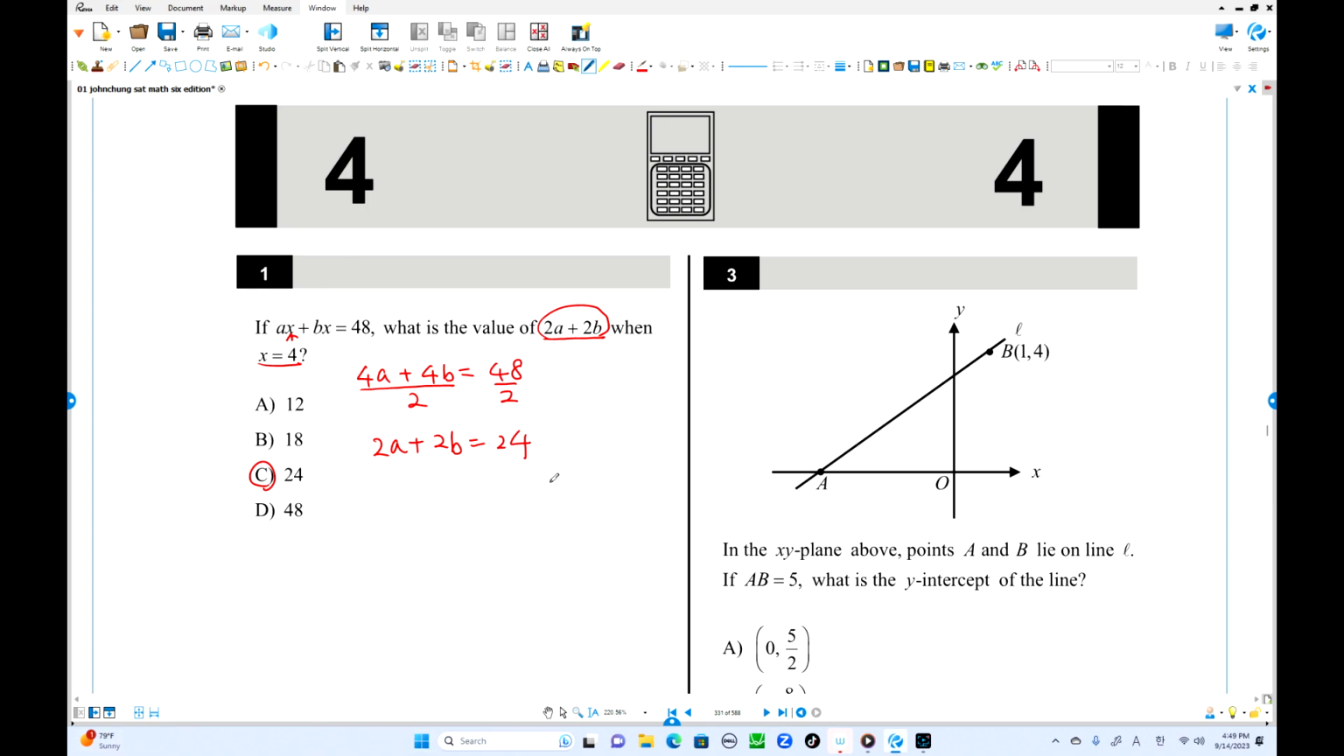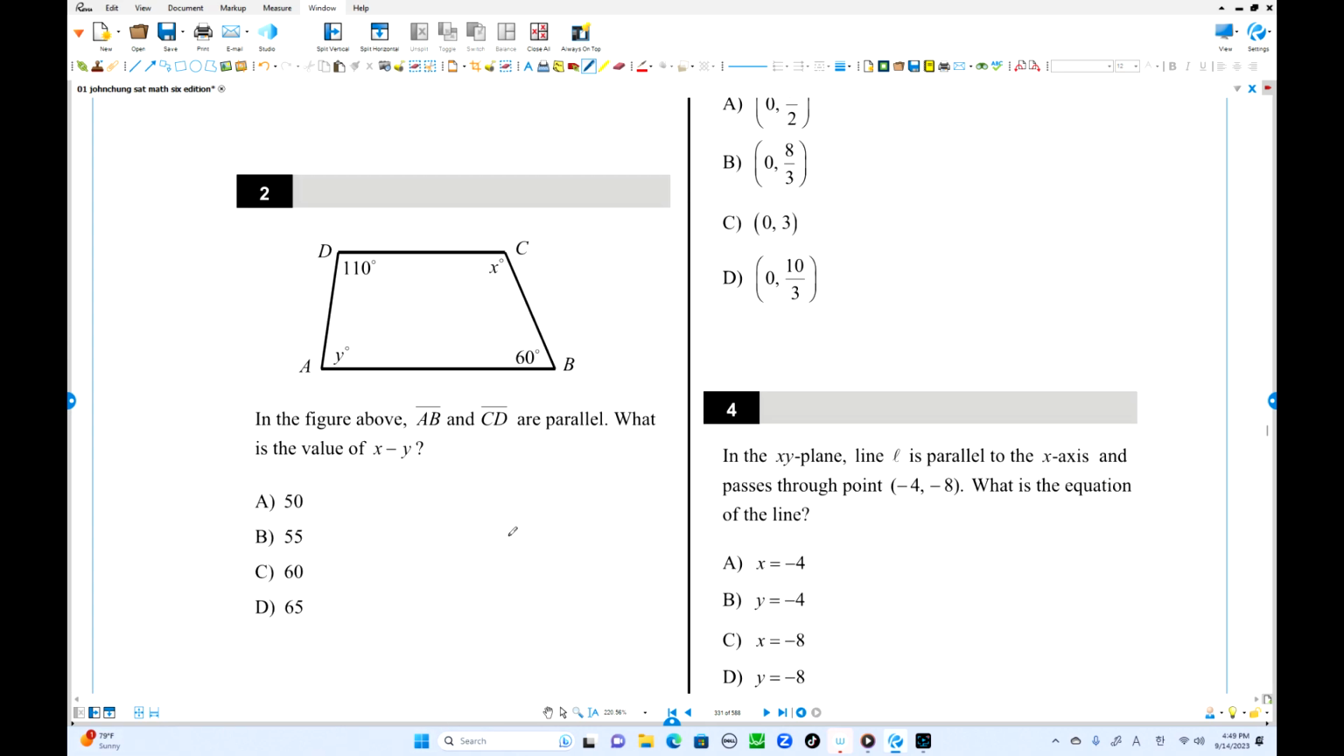Okay, this is number 2. AB and CD are parallel. These two sides are parallel. You know that on the same side, consecutive angles or adjacent angles are always supplementary. The sum of these two angles is 180 degrees, okay?